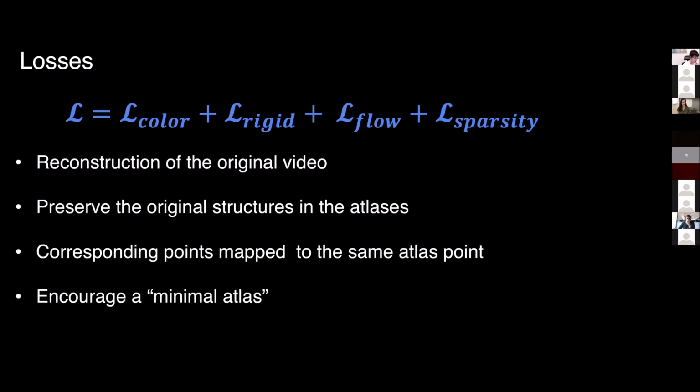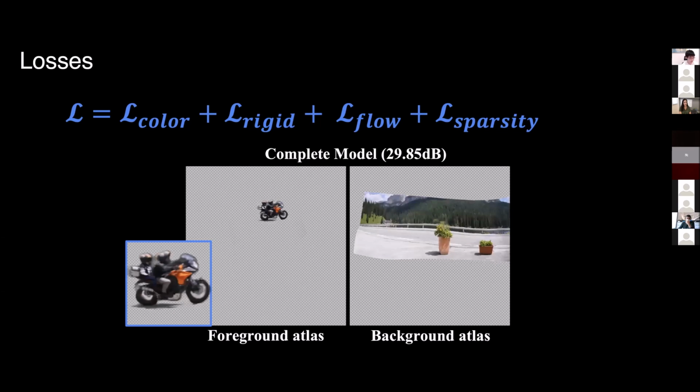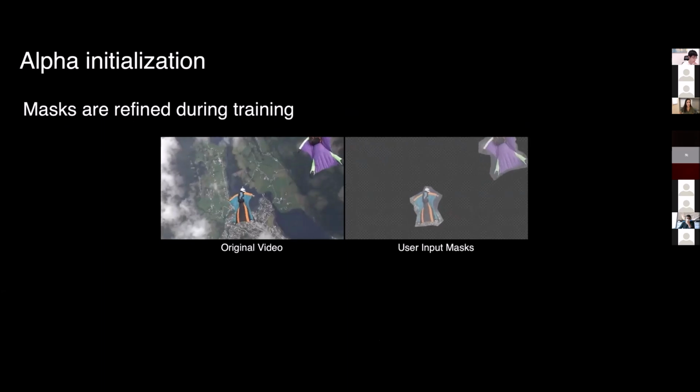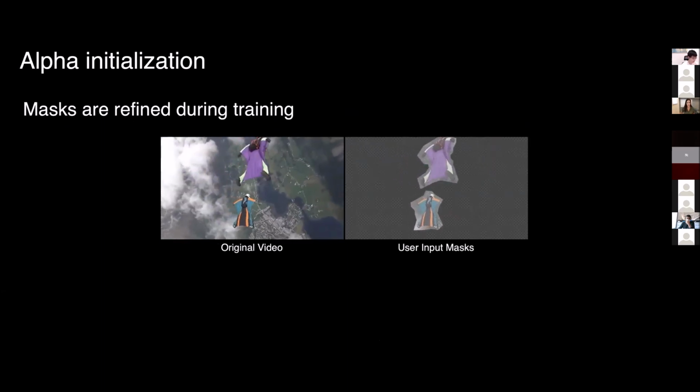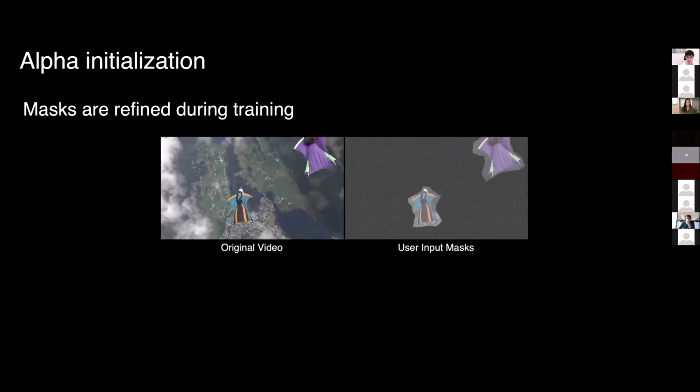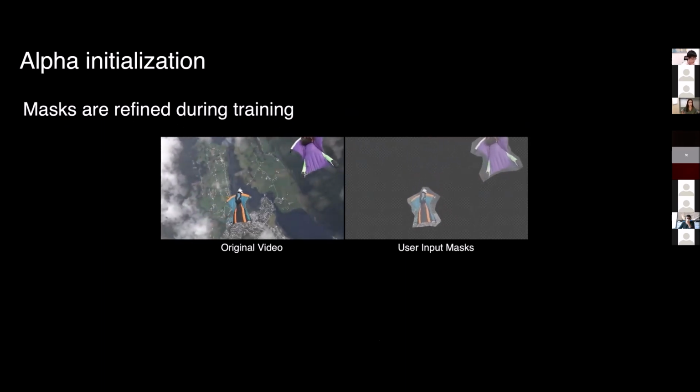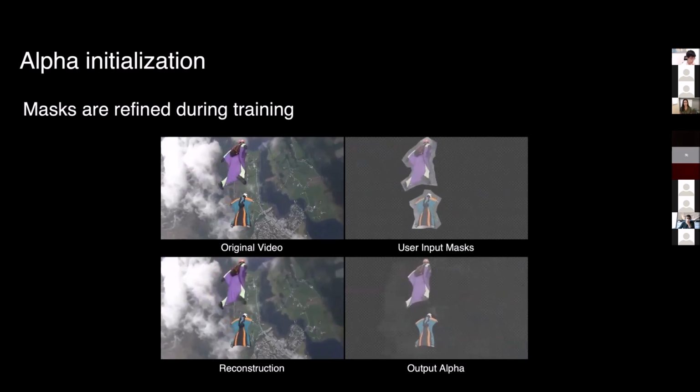Just to recap, our losses are: we want to reconstruct the original video, we want to preserve the original structure in the atlas, we want corresponding points to be mapped to the same atlas point, and finally, we want the atlas to be as minimal as possible. With our full model, we are able to get this decomposition for that video. We also have an alpha initialization stage where we can get a very rough mask. For some object categories, Mask R-CNN might not work, like here. So we experimented with that, and the model works well also with very rough user masks, like you can see here, and it refines them during the optimization.